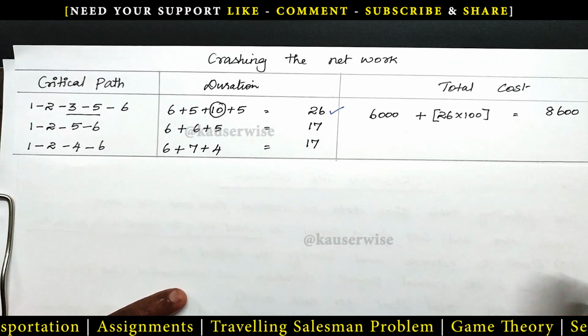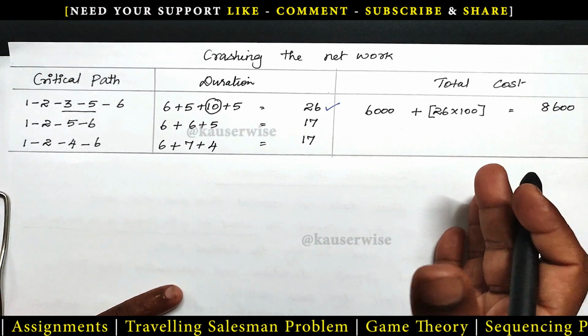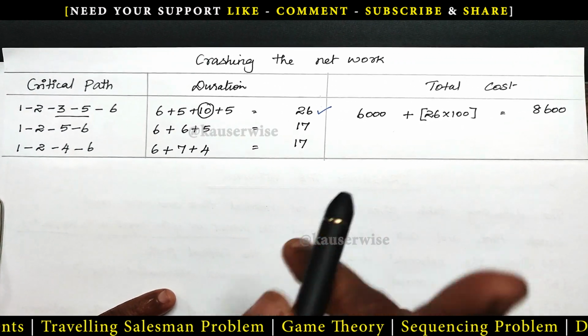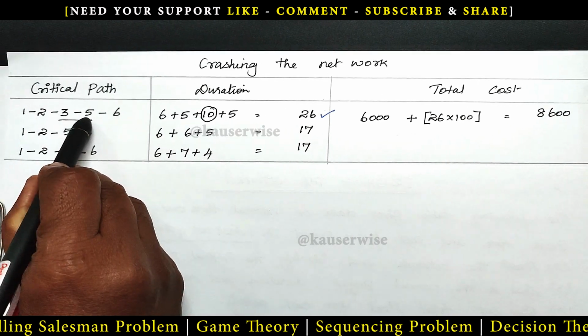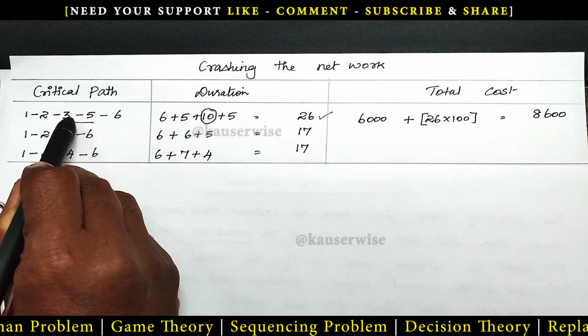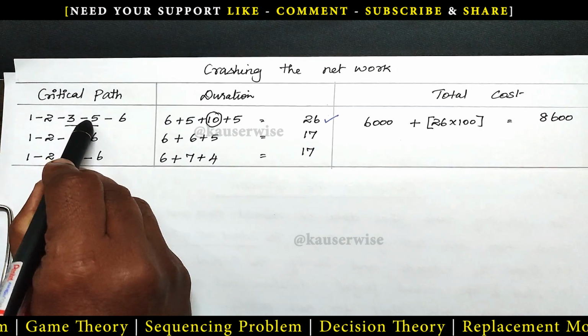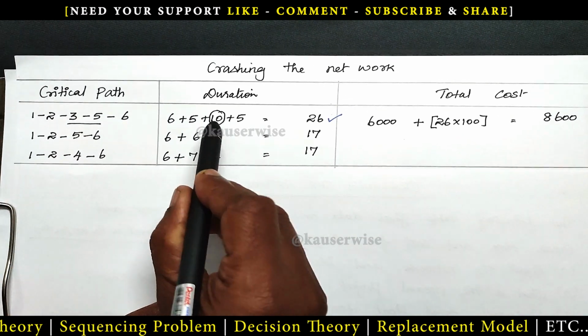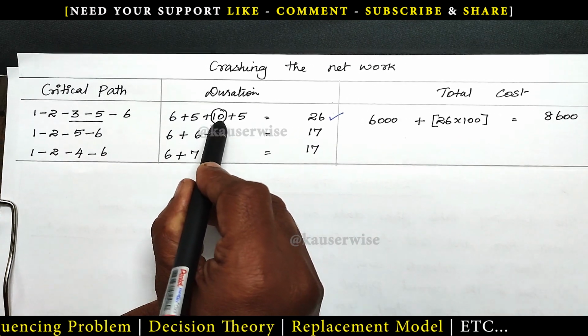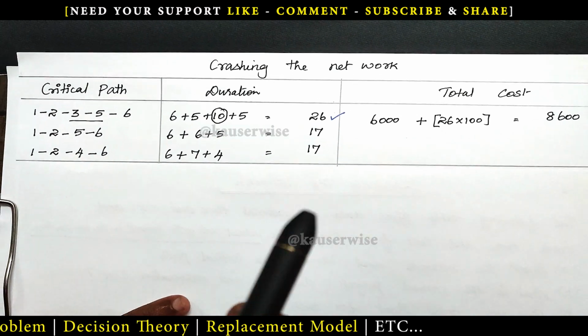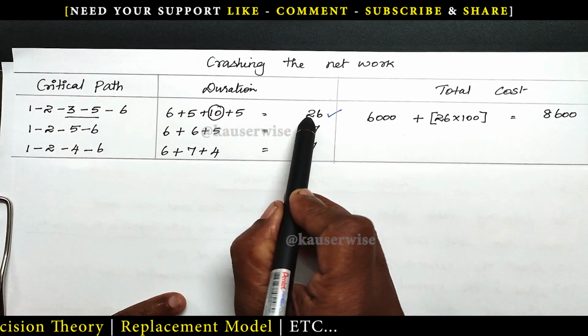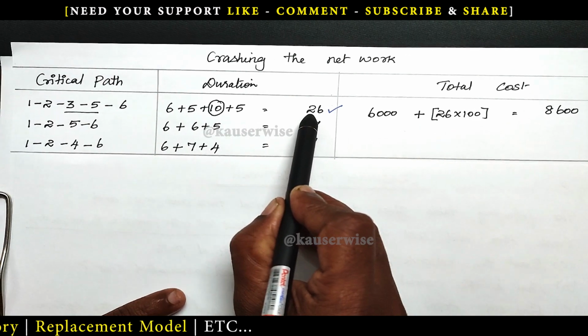Now, according to the previous step, we decided to crash 1 day. Which activity? 3 to 5. In this particular activity, we are going to reduce 1 day. What is the normal duration? 10 days. Now we are going to reduce from 10 days to 9 days. 1 day we are going to reduce. Then the total duration will be 25 days.